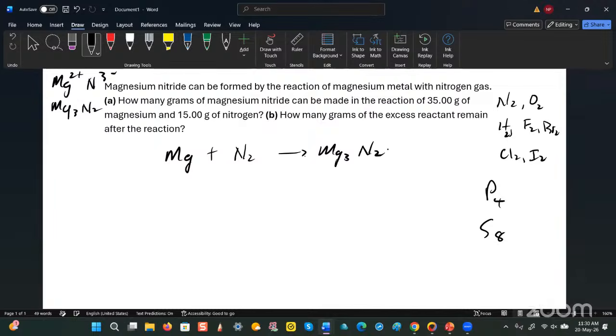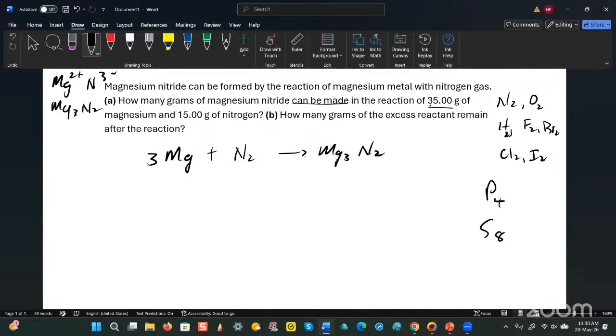Okay, then we need to balance it. How would you go about balancing this equation? I'll put 3 in front of the Mg in the reactants. Exactly, that's all you need to balance it. All right, very good. So that's the first thing we need to get done before we can do anything else.